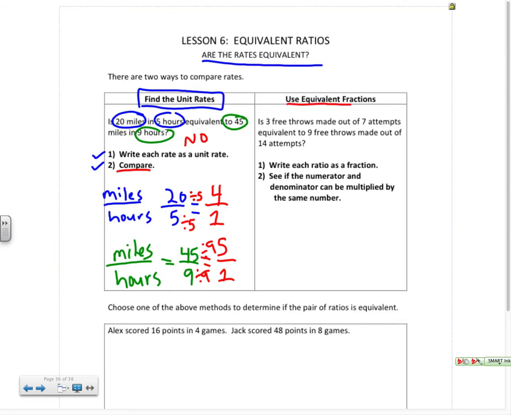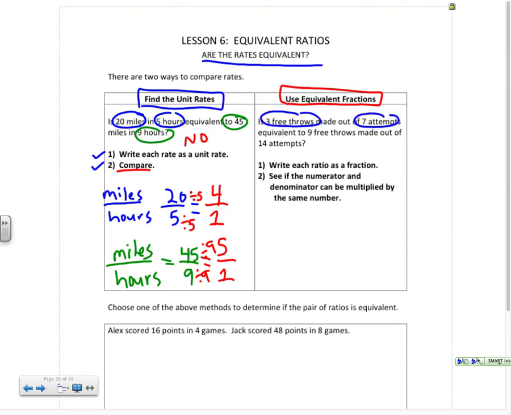The second way is to use equivalent fractions. We've talked about treating ratios as if they're fractions. We can either multiply both top and bottom number by the same number or divide both top and bottom number by the same number. So is 3 free throws made out of 7 attempts equivalent to 9 free throws made out of 14 attempts? So I'm going to circle, first of all, what is being compared. So I have 3 free throws out of 7 attempts.